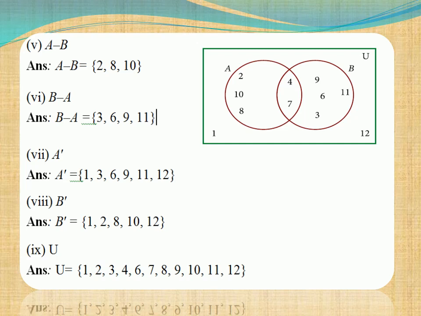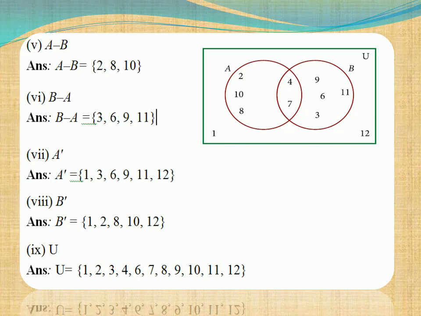U minus A. From the universal set we are neglecting the set A. Now hide your A set using your hands. The remaining elements from U are 1, 3, 6, 9, 11, 12. Now B dash means hide your B set using your hand, and the remaining elements from the whole are 1, 2, 8, 10 and 12.